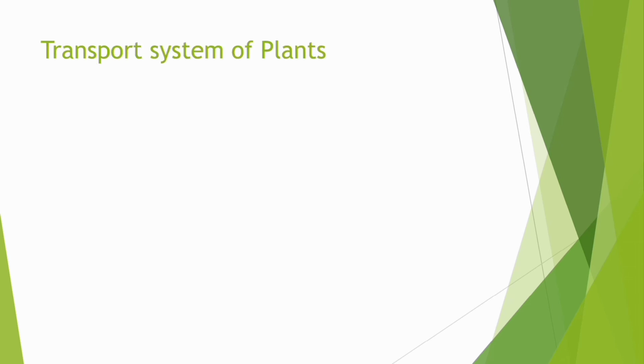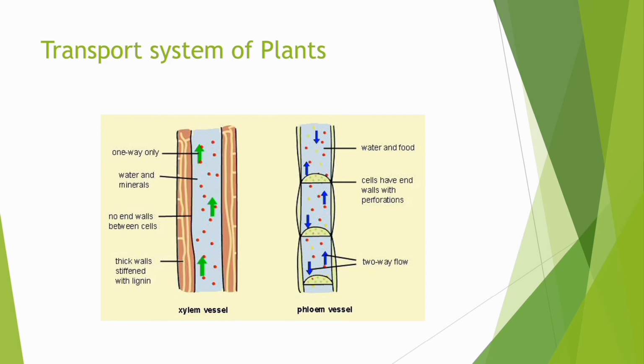The transport system of plants: xylem and phloem vessels. Xylem transports water and mineral ions, while phloem transports dissolved food, which is glucose. Xylem's direction is upwards only, from the roots to the stem and leaves, while phloem's direction is up and down the plant, which is called translocation. Xylem doesn't need energy because it is a physical process, while phloem needs energy.